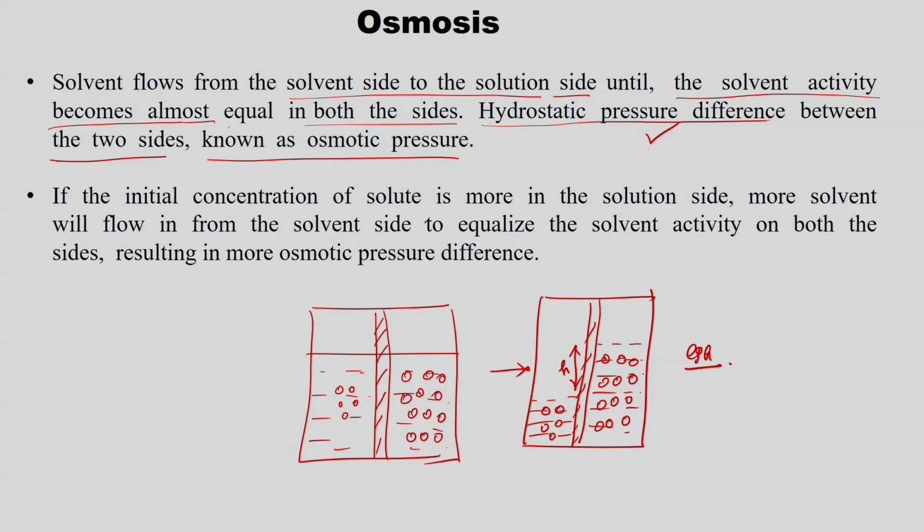If the initial concentration of the solute is more in the solution side, that means solvent concentration is very low, then more solvent will flow in from the solvent side to equalize the solvent activity on both sides, resulting in more osmotic pressure difference. So, if the initial concentration of solute is more on this side, then more solvent will diffuse through the membrane. In that case this H will be higher than the case we discussed, so you will have a higher osmotic pressure difference.